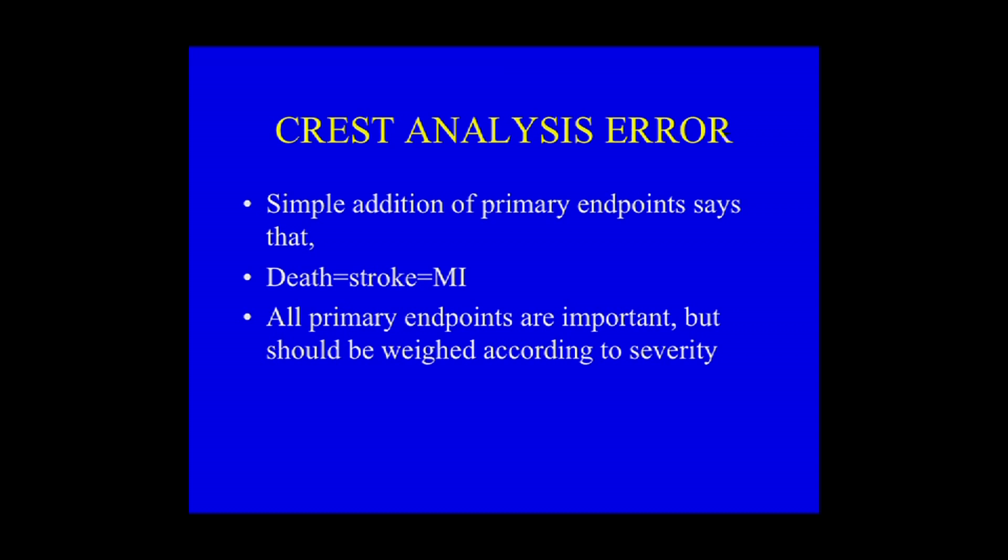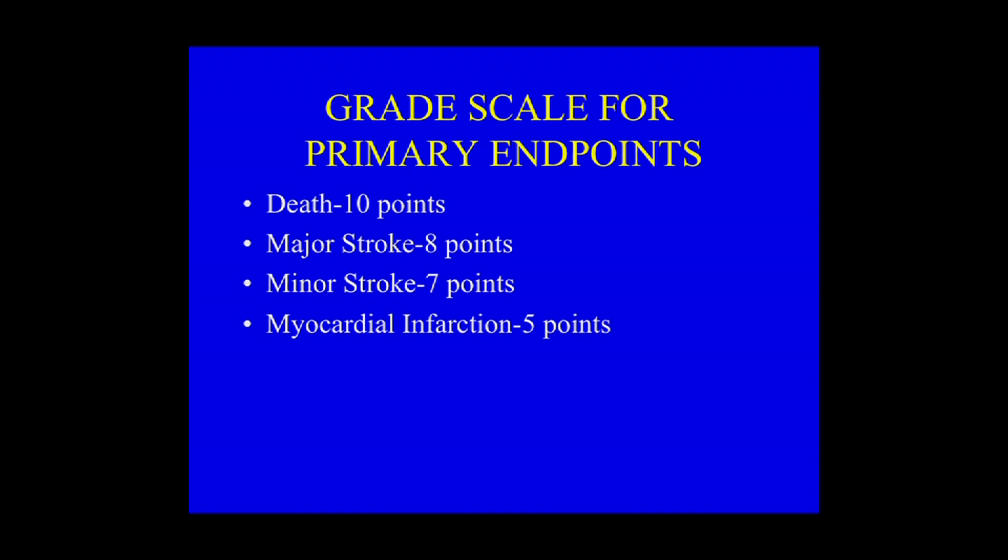And when you have a composite endpoint, that is death, stroke, and MI, what you're saying is that you're simply adding all three of these together. And when you do that, you're saying that death is the same thing as stroke, is the same thing as MI. I think somebody would much rather have a chemical MI than be dead, but yet all three of those are being counted as the same. Now, all of these endpoints are important, but they should have been weighed according to severity. And this is a scale that I would propose. It's not been used, but just something that you might want to think about.